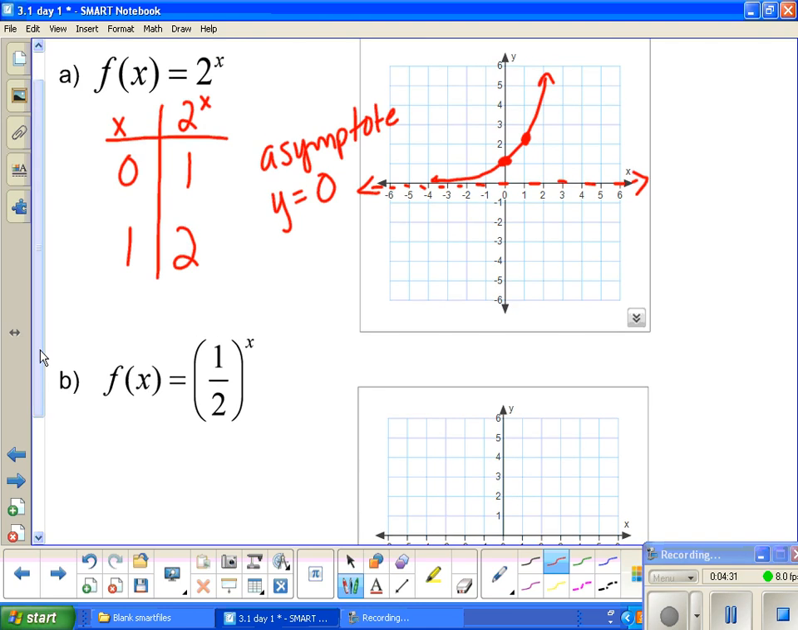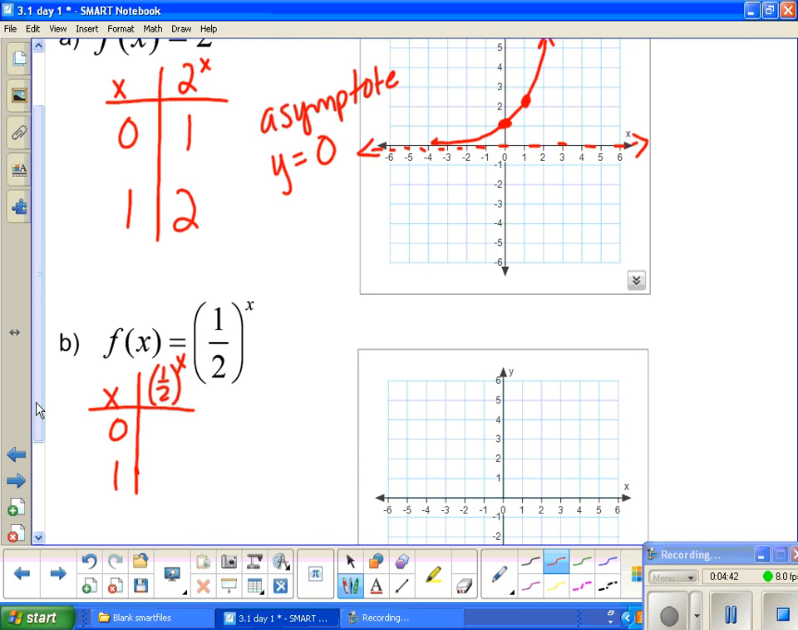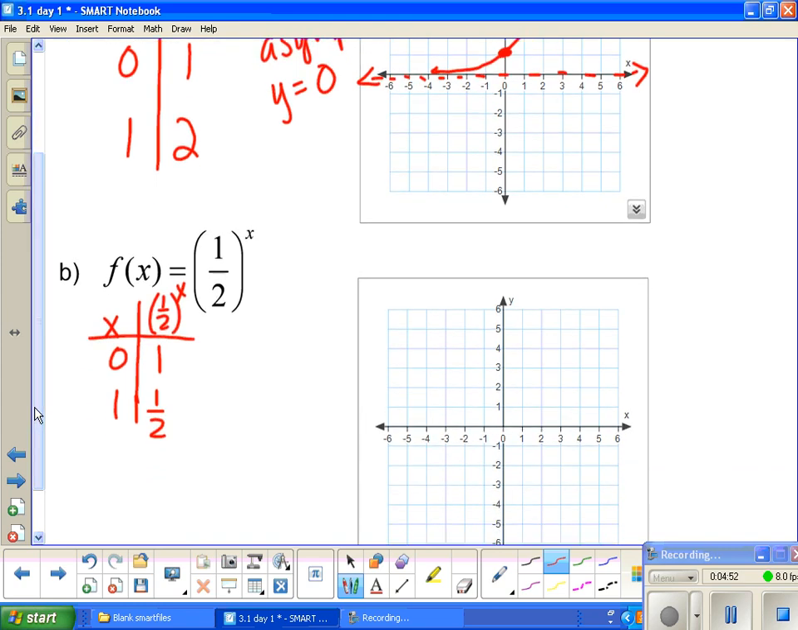What about this one? We already evaluated it. We'll use 0 and 1 again as our inputs. 1 half to the 0 is 1. 1 half to the first is 1 half. So we're at 0 and 1, and 1 and a half. Again, as it goes through to a positive 2, it just gets closer and closer to this, but it never crosses it.